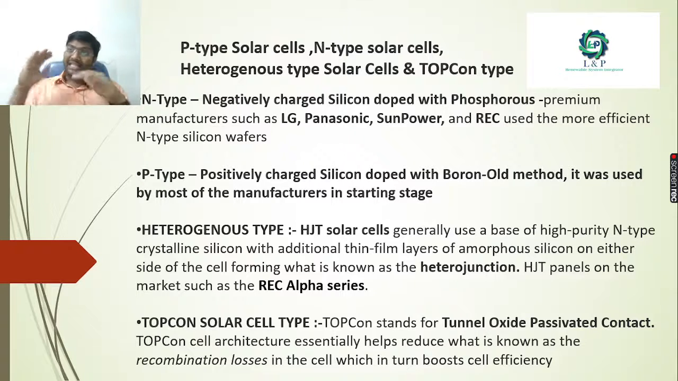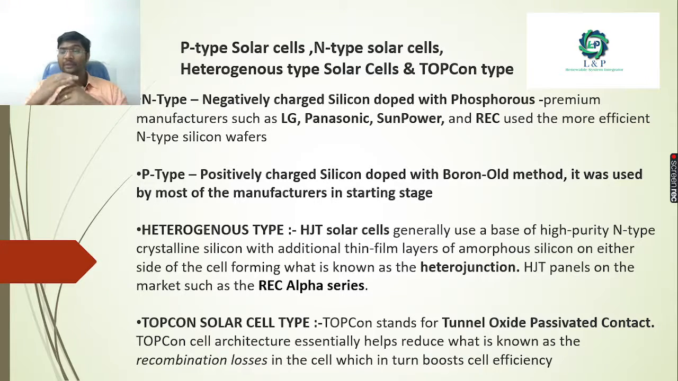At the starting stage of the solar industry, p type solar cells were used. In the p type, the positively charged silicon is doped with boron. This is one of the oldest methods, used in the starting phases. It was a little costly method, and efficiency was around 17%, 18% only. But now, because of the invention of n type solar cells, the efficiency has improved from 19 to 20, 21, 22 percent.